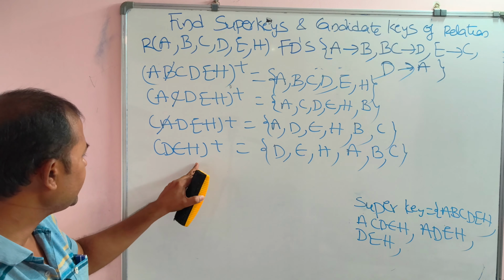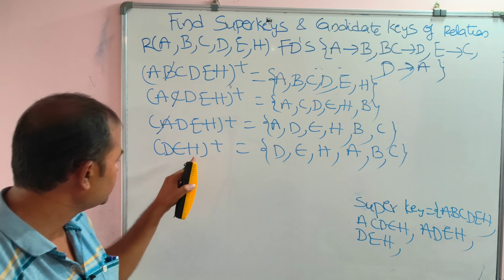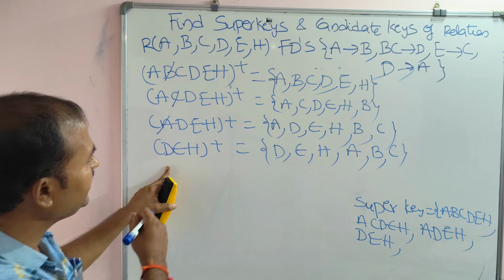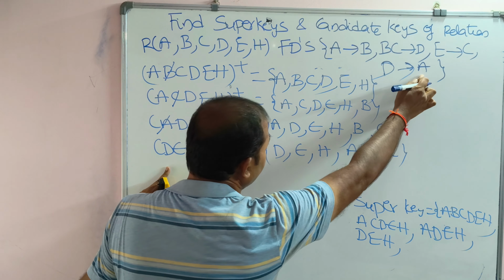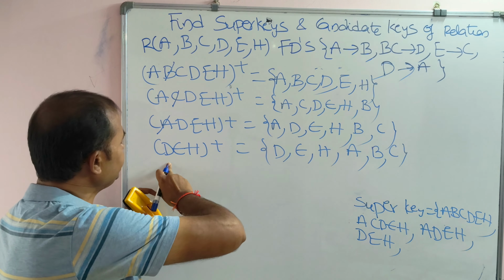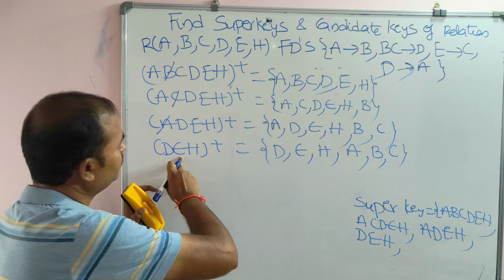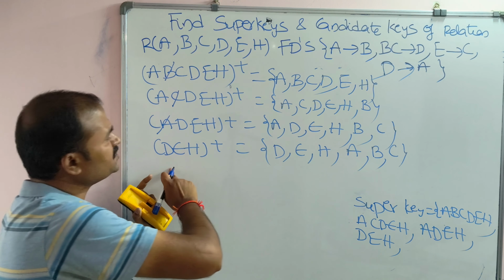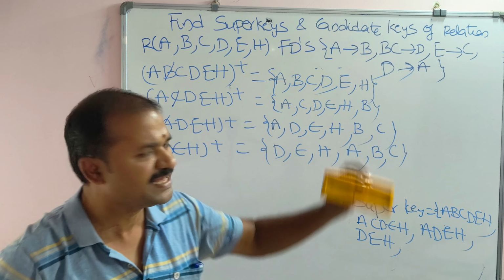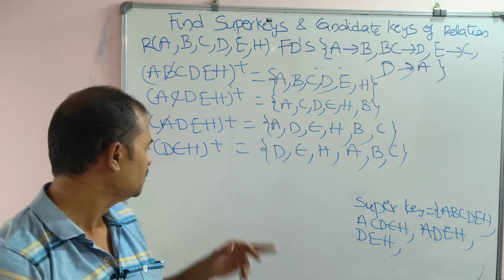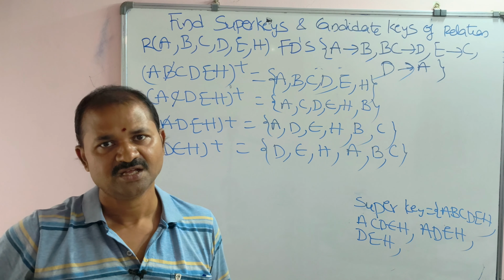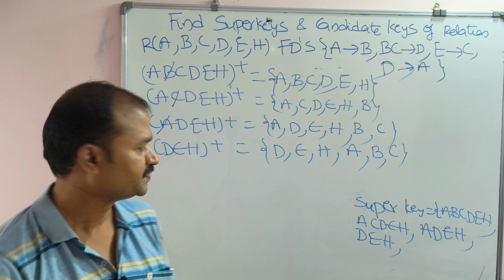Now let's try to check whether we can remove some attributes from this super key or not. Here we have D. D determines A, but there is no A here. E determines C, but there is no C here. With H, there is no functional dependency. So this DH can't be divided further, can't be reduced further.